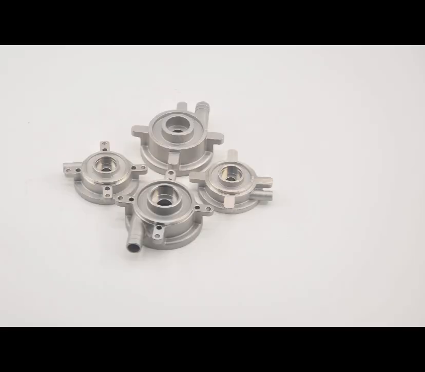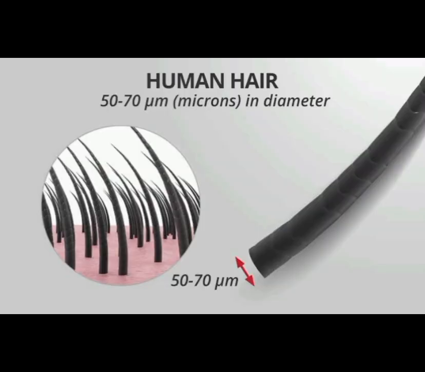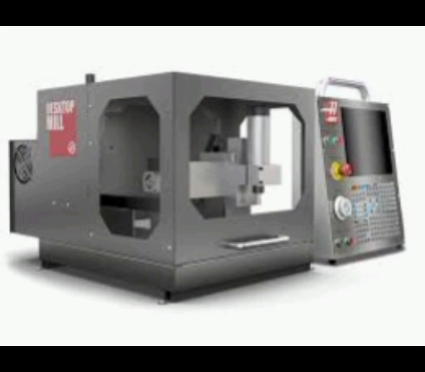To put tolerances into perspective, consider the diameter of an average human hair, which is approximately 0.005 inches. Modern CNC mills can achieve tolerances of plus or minus 0.005 inches, but that doesn't mean it's always necessary or cost-effective to do so. Here are some key takeaways.